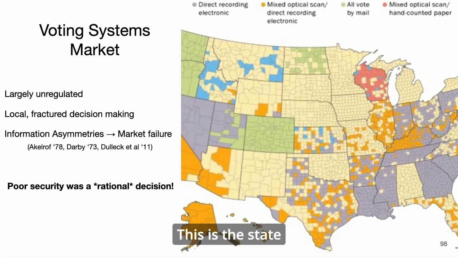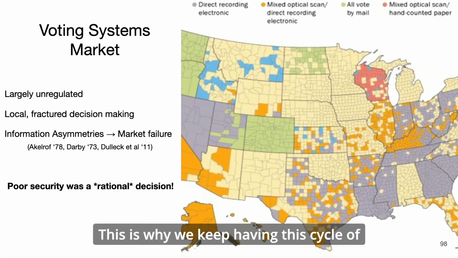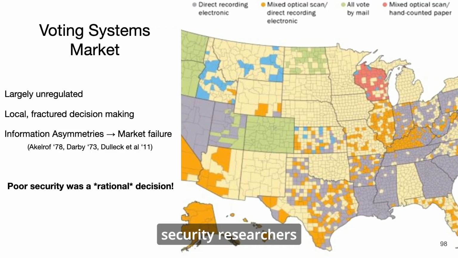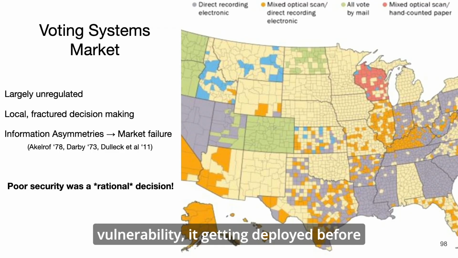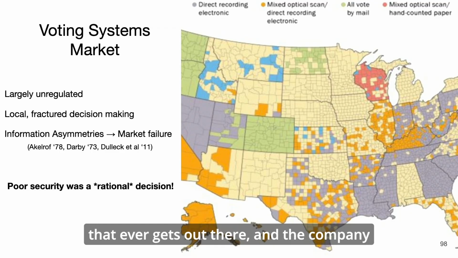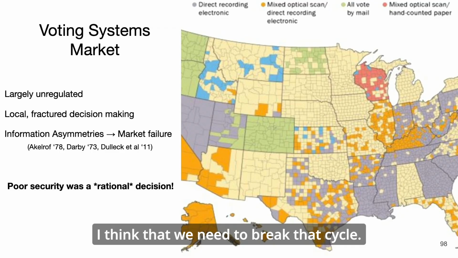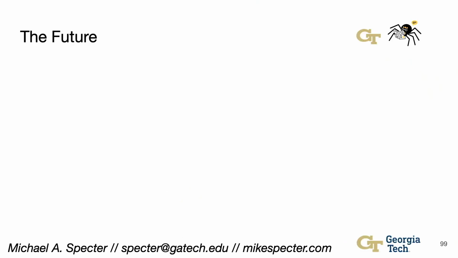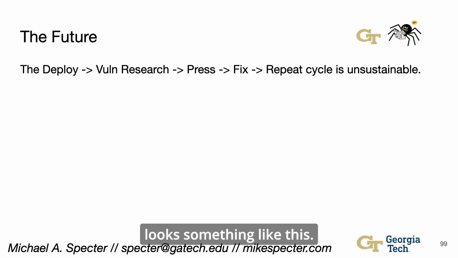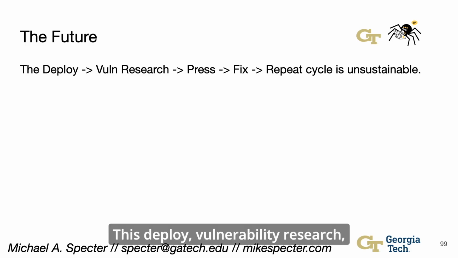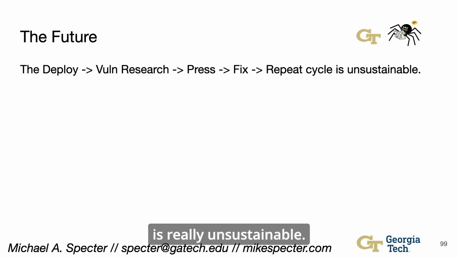So this is the cycle. This is the sort of state that we're in right now. This is why we keep having this cycle of security researchers looking at a system, finding a vulnerability, it getting deployed before that ever gets out there, and the companies continuing to behave the same way. And I think that we need to sort of break that cycle. So the future to me looks something like this. This deploy, vulnerability research, press, and fix cycle is really unsustainable.